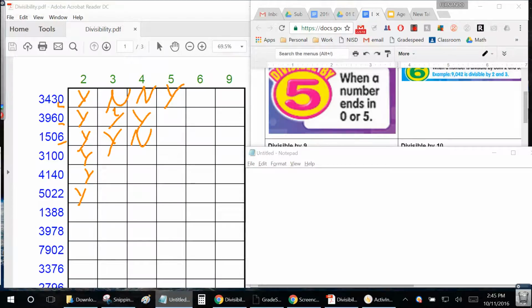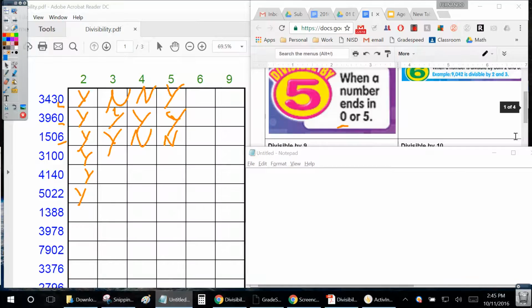The second one, 3960, you have a 0, so the answer is yes. Then 1506, you don't have a 0 or 5, so the answer is no. Basically, for 5's, if you have a 0 or 5, you can divide by 5.